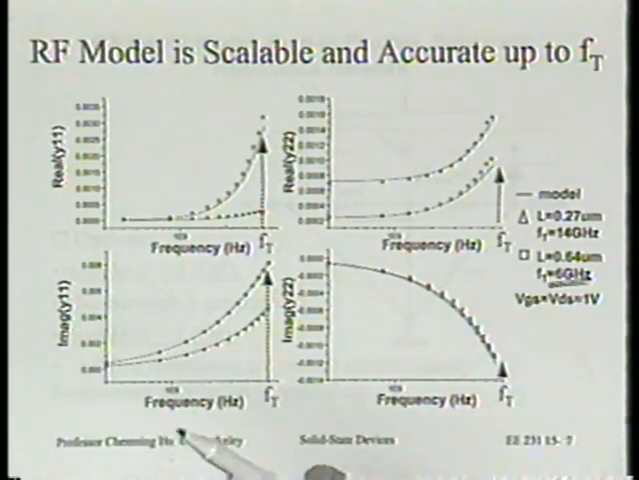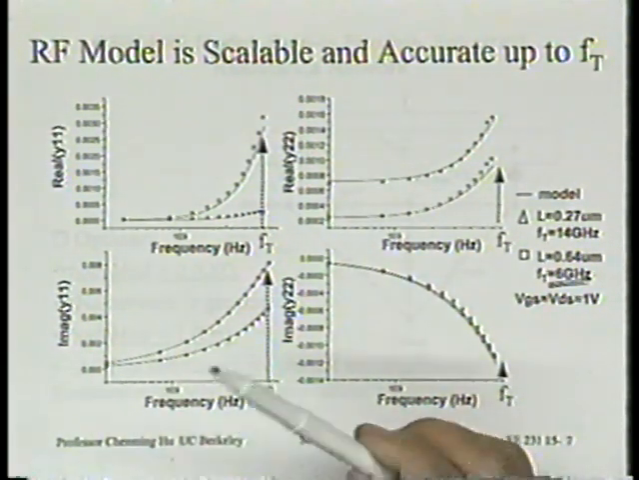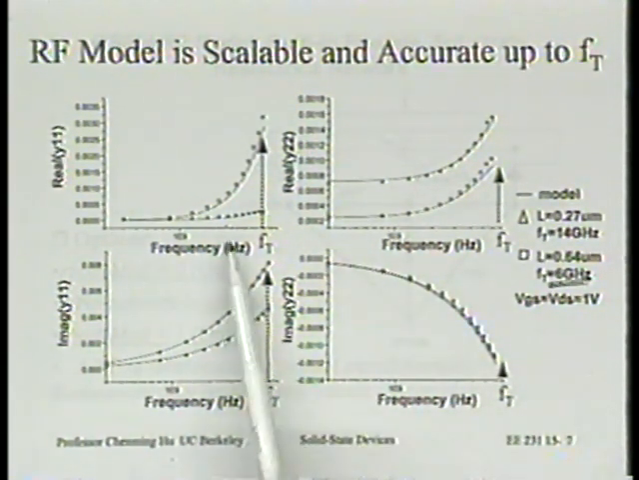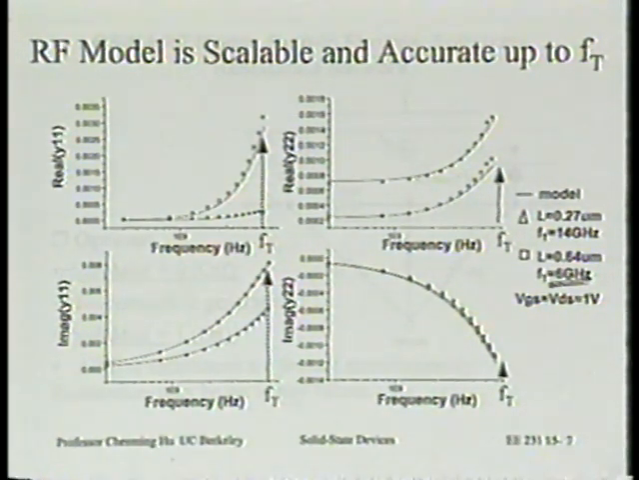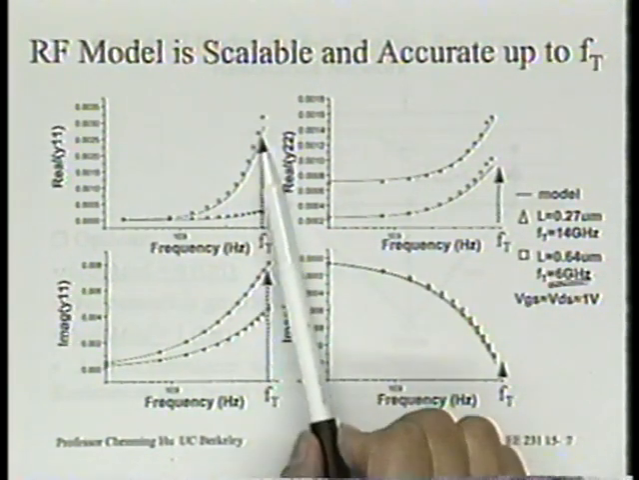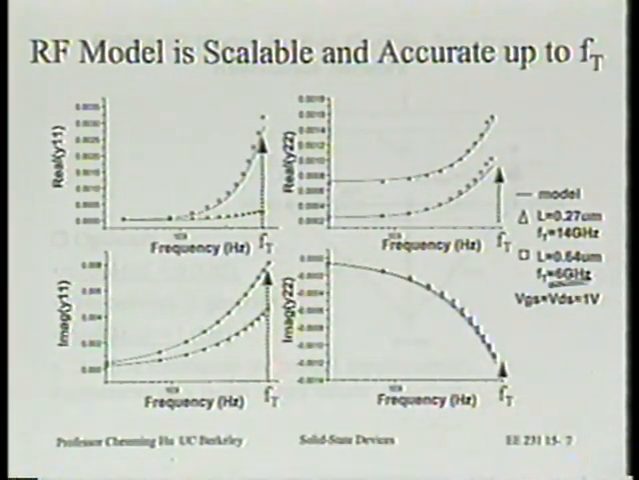And that's not a trivial thing to say. I actually expected, I told the students, I'd set a goal to match this data up to 30% of FT. That's what we want the model to work as the minimum. But it looks like we can use this model almost all the way to FT, and that's very, very nice.